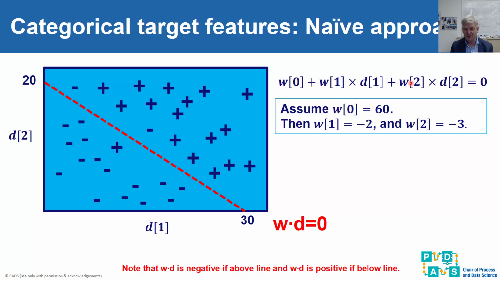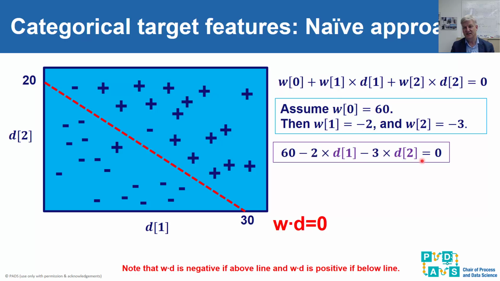And if we fill out these weights in this formula, we get this. So we have 60 minus 2 times D1 minus 3 times D2. Let's just check whether we are really describing this red line. If we take a look at this point here, so D1 is equal to 0 and D2 is equal to 20, then we have 60 minus 2 times 0 minus 3 times 20, which is indeed equal to 0. So that's correct. The line is going through this point.